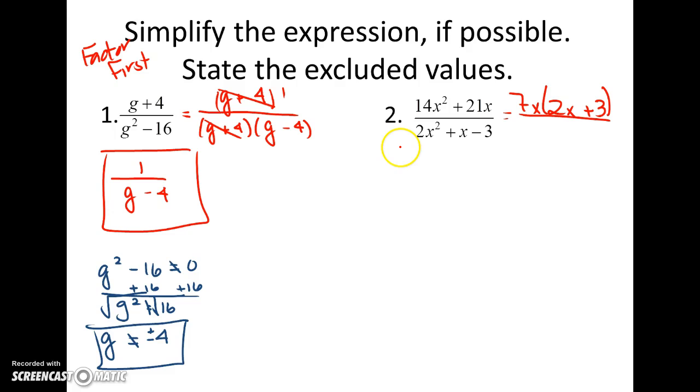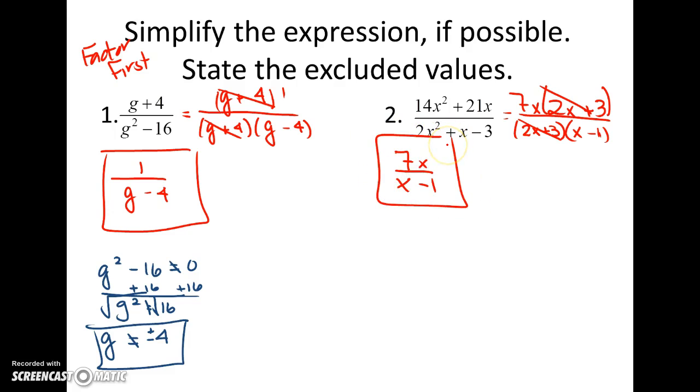So this denominator, guess what? You factored that as well on your warm-up. We got 2x plus 3 times x minus 1 when we factored that. Looking at what they have in common, they both have a 2x plus 3. So what I have left is just 7x over x minus 1. That's the simplified form.